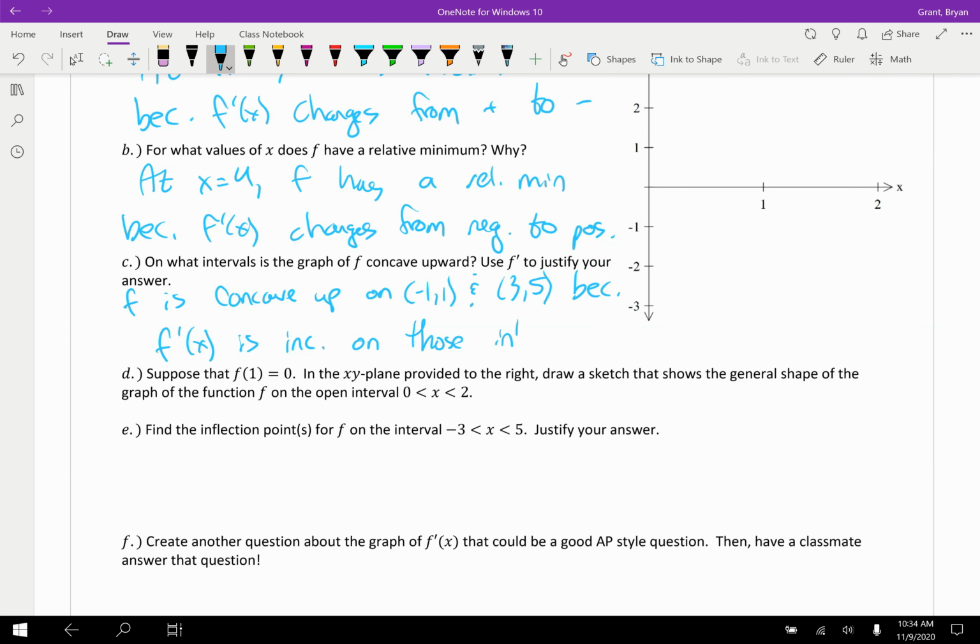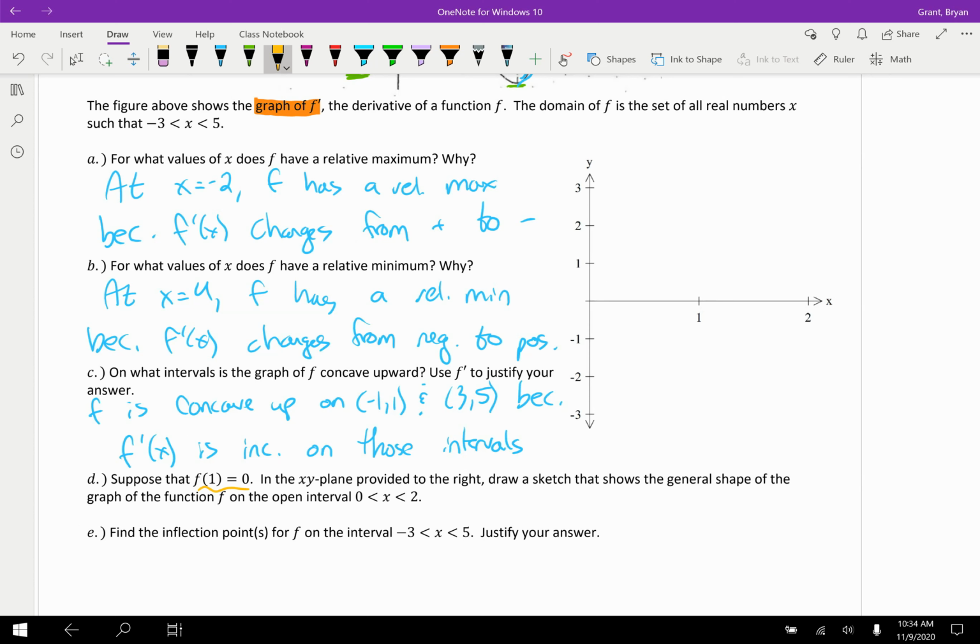All right, part D. Suppose that f of 1 is 0. Okay, well, we might as well graph that. f of 1 is 0. Cool. In the xy plane provided to the right, draw a sketch that shows the general shape of the graph of function f on the open interval. So we want to draw f. Well, we're only going from 0 to 2, so I can highlight this pretty easily here. We're going from 0 to 2.